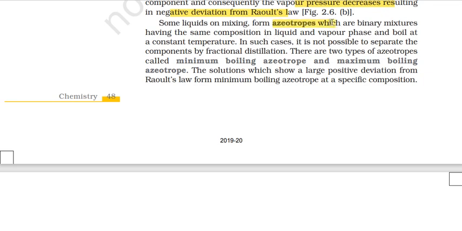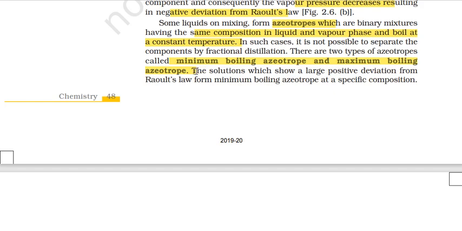Binary mixtures, but they have the same composition in liquid and vapor phase and boil at a constant temperature. Whether you take the liquid or the vapor phase, their composition will be the same, and they'll boil at a certain temperature. So it's not possible to separate the components by fractional distillation. There are two types, minimum boiling and maximum boiling azeotropes.